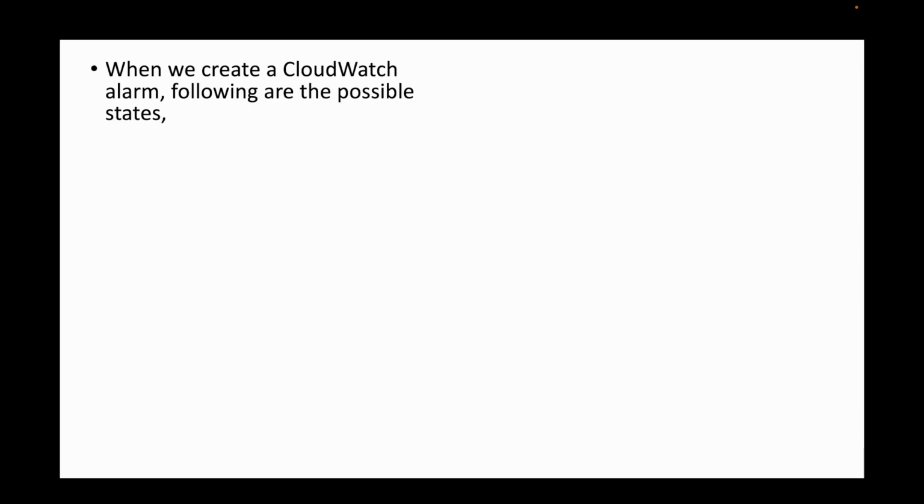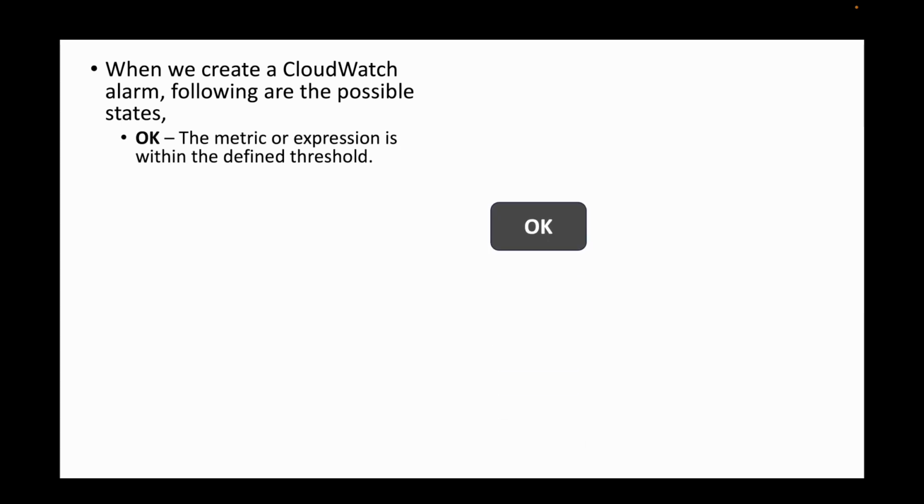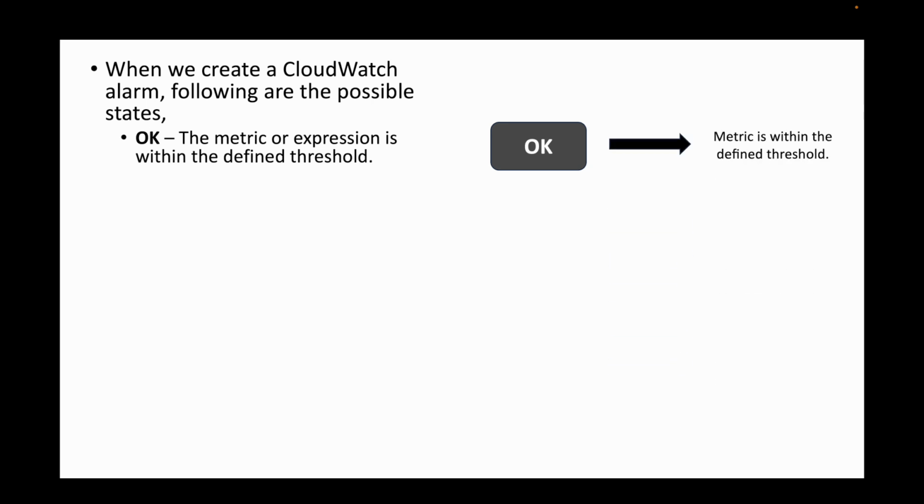Now, whenever we create your CloudWatch alarms, there are three possible states with your CloudWatch alarm. So one is your OK status. That means your metric is within the threshold that you have defined. So let's say, for example, the threshold is set at 80%. If the utilization is below 80%, the status will be set to OK. That means everything is working fine. We don't have any problem.